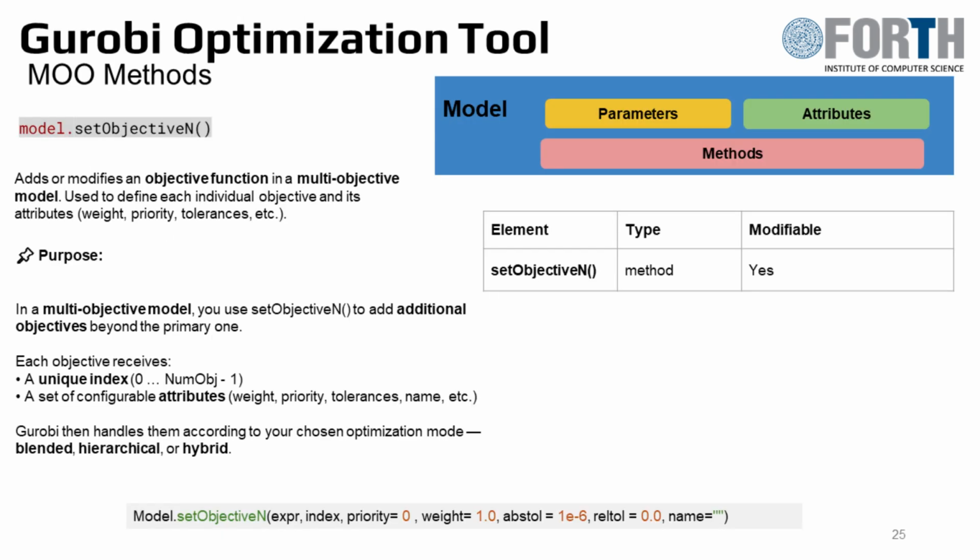In a multi-objective model, the key method is setObjectiveN. This method allows you to add or modify an objective inside a multi-objective model. Each objective is defined separately, and each objective receives its own configuration. Specifically, every objective has a unique index number, a weight if you use a blended approach, a priority if you use a hierarchical approach, optional tolerances, and a name. So instead of replacing the original objective, you extend the model with additional ones. Once defined, Gurobi manages them automatically according to the chosen strategy.